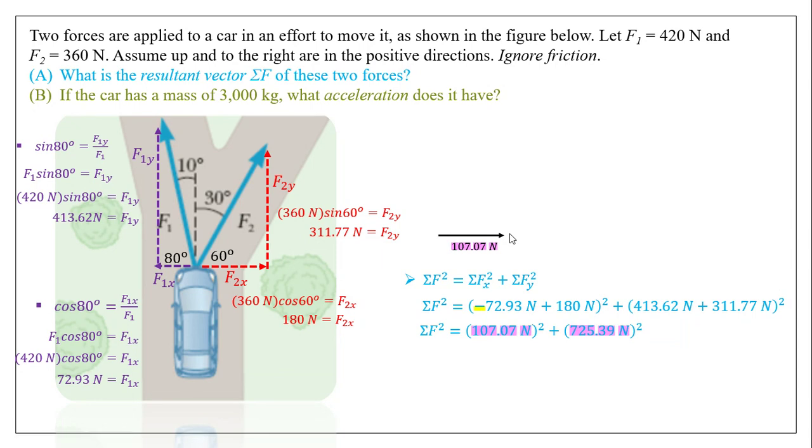Therefore, the same with the y stuff, right? If you add up both of the y components, which happens to be positive in this problem, you get a bigger sum of 725.39. Well, that is positive, so the arrow is going to point up. So the resultant vector is going to go right and up. So this magnitude here is 725.39.